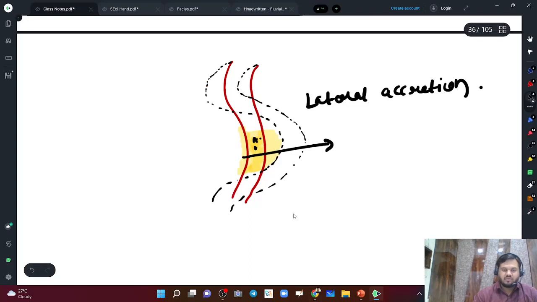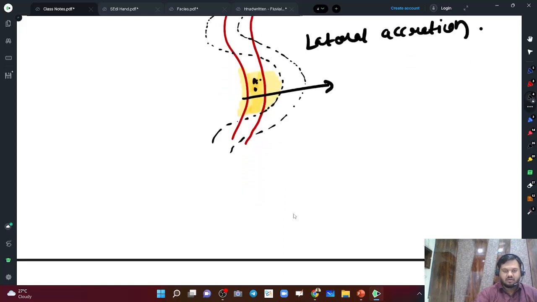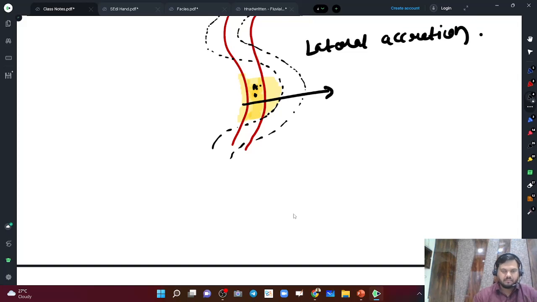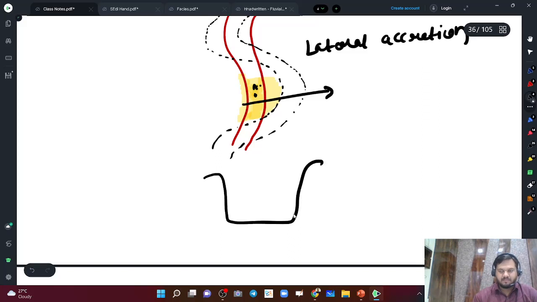So at A, you will find a channel first, and then you will get a lot of point bar and other deposition, basically. Explaining it simplistically, suppose this is a channel, right? So what is happening? What is lateral accretion?